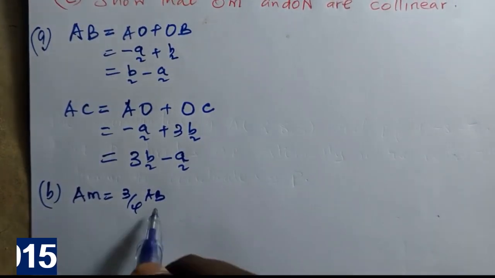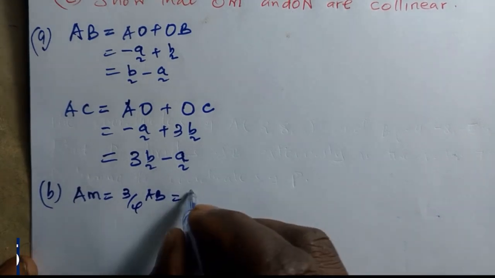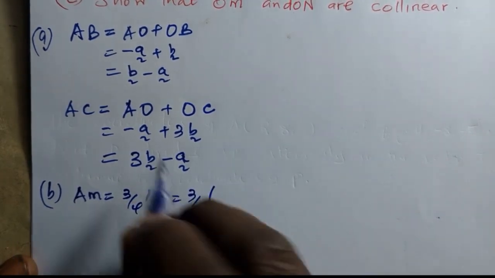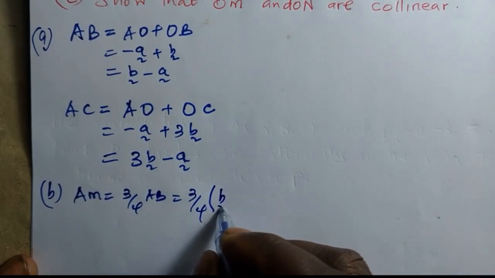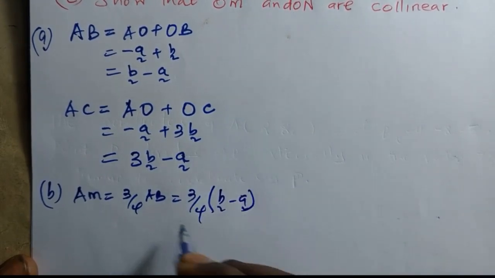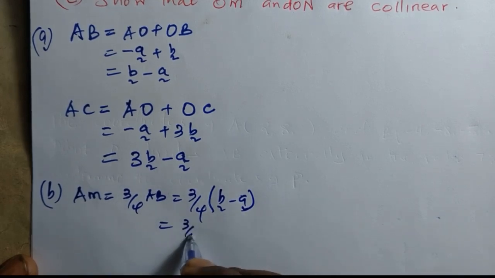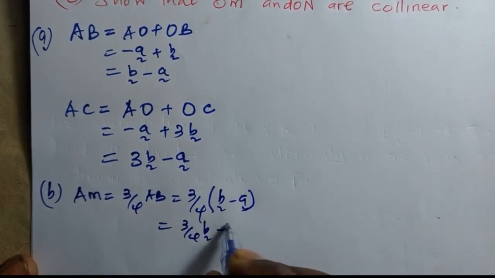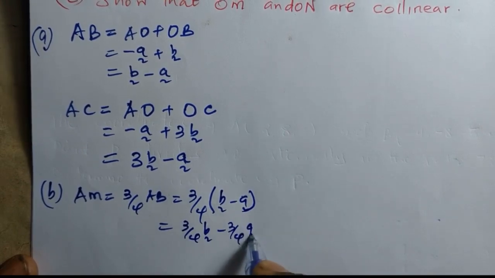But we have AB. This is the same as 3 over 4 AB, and our AB is B minus A. So this is the same as 3 over 4B minus 3 over 4A.